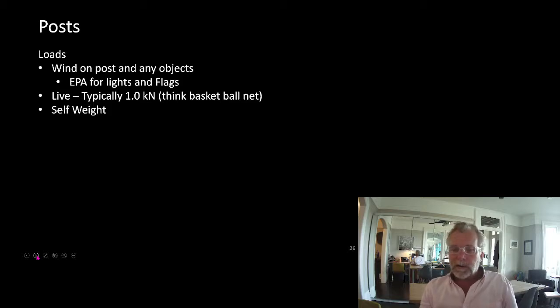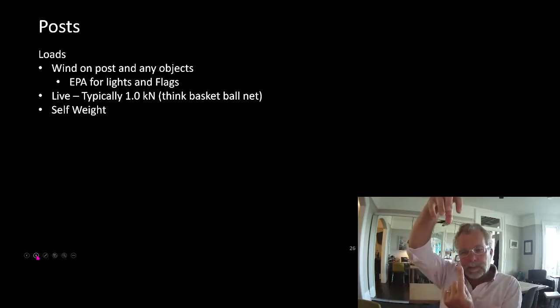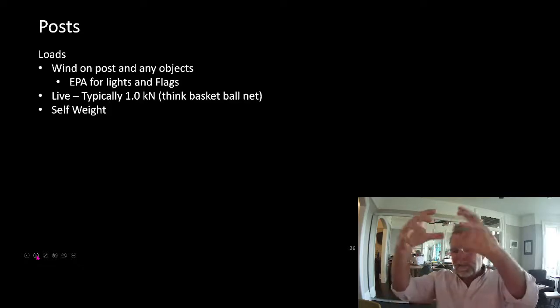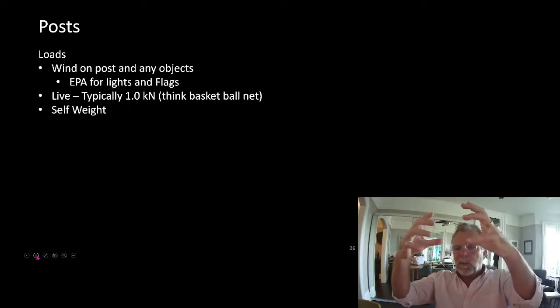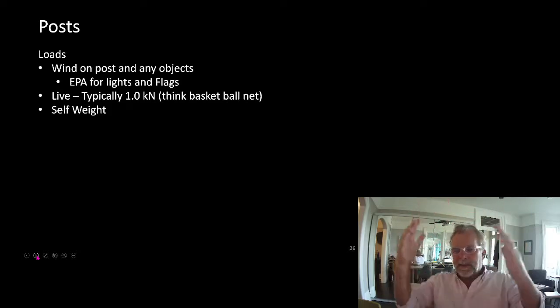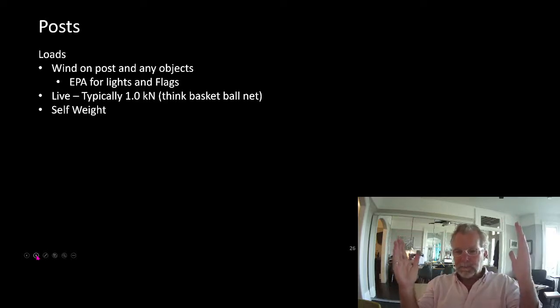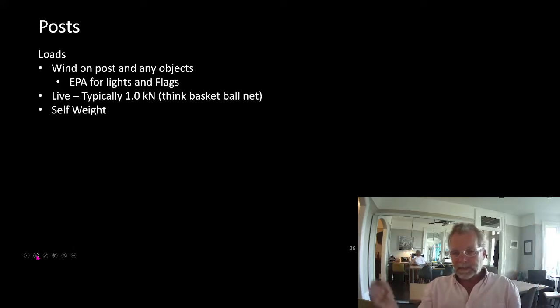Tall posts are often governed by wind. So wind blows on a post, you think, oh, it's a little post. How much wind can it take? But often there's an object on the top of that post. It might be a light fixture, it might be a basketball net, it might be a flag. We have what's called an EPA, which is effective pressure area or equivalent pressure area. That is essentially saying that we've got this light fixture of complex geometry. It's been wind tunnel tested, and we've demonstrated that its wind resistance is about the same as a 500 millimeter square board. And so we use that to determine the amount of wind load.